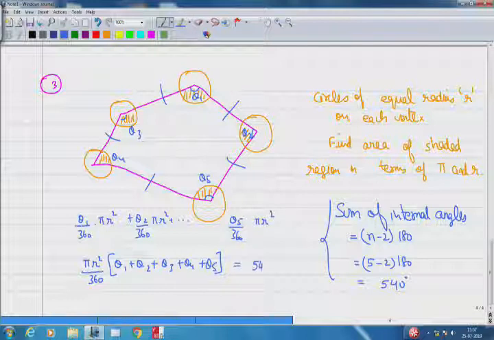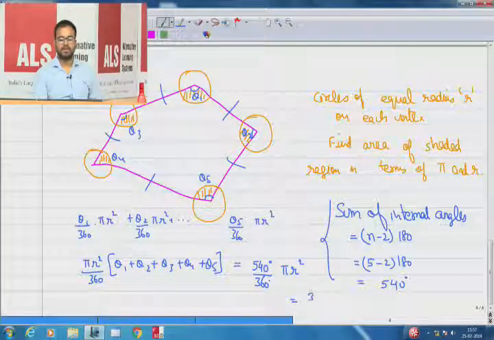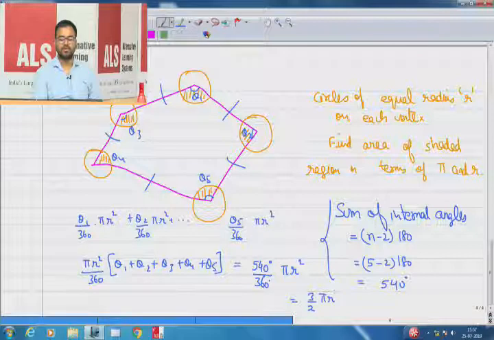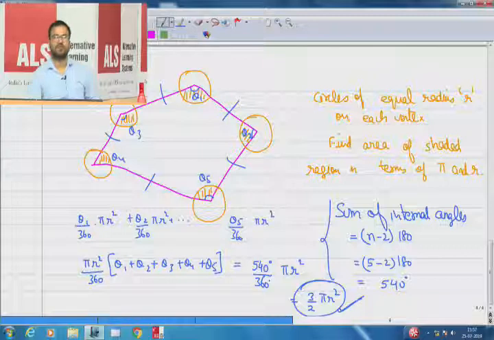So you can write this one as 540 degrees over 360 pi r square. And you can cancel out this one by 180. So it will be 3 by 2 pi r square. That is the area for all the shaded region. 3 by 2 pi r square or 1.5 pi r square.